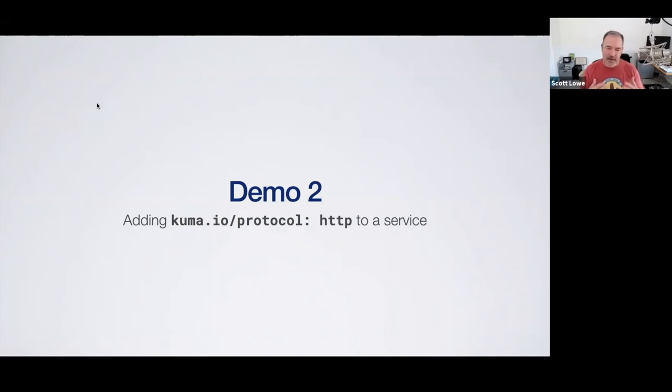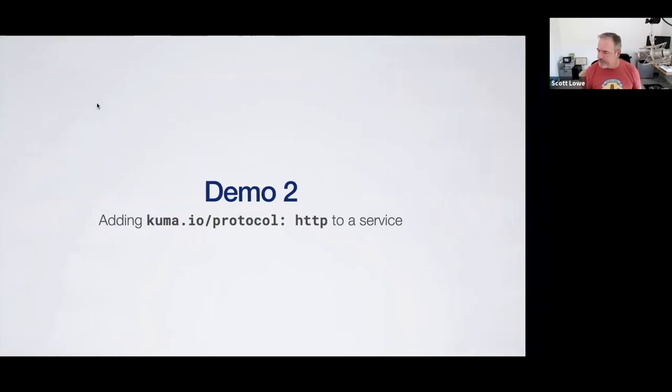Okay, but in Kuma and Kong Mesh, we have this idea of telling Envoy what kind of protocol it can expect on a particular type of traffic, right? And so what we're going to do here is see what happens when I switch from Envoy being a layer 4 proxy, just working on the TCP or UDP port, to being a layer 7 proxy and working on the HTTP traffic itself.